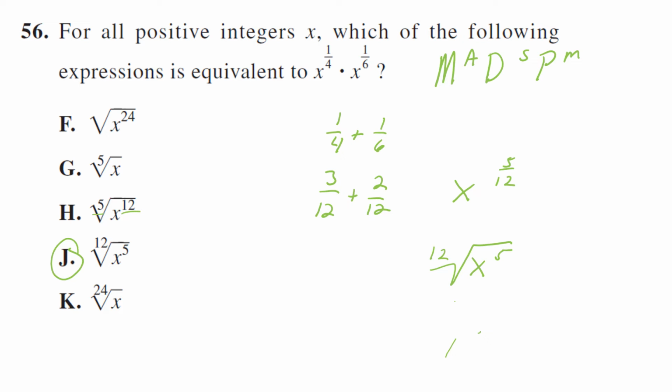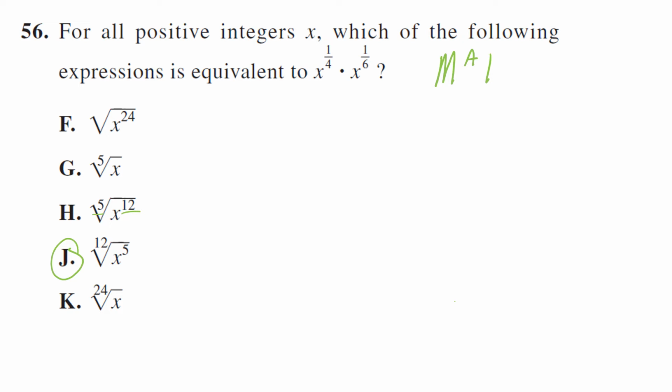Now let's say you wanted to double check that, or if you didn't even know your exponent rules. Well, the other way you can go about this is just to plug in x equals 2. So you get 2 to the 1/4 power times 2 to the 1/6 power. You can do that on your calculator. You get 1.19 times 1.13, and that's 1.34.